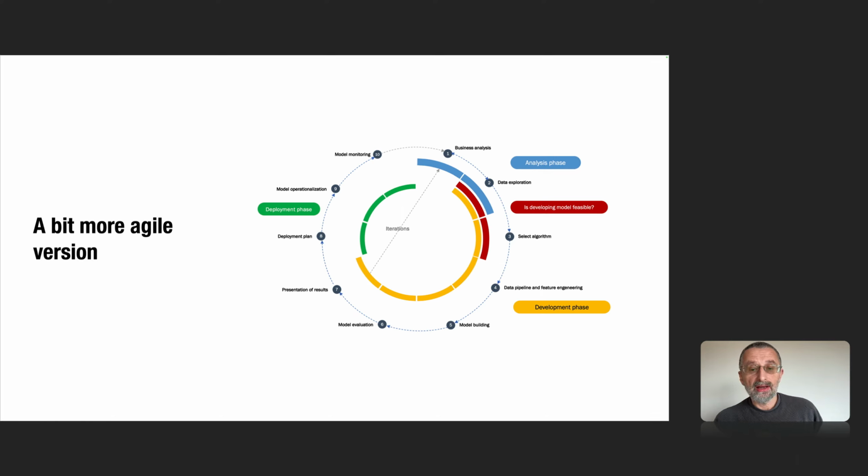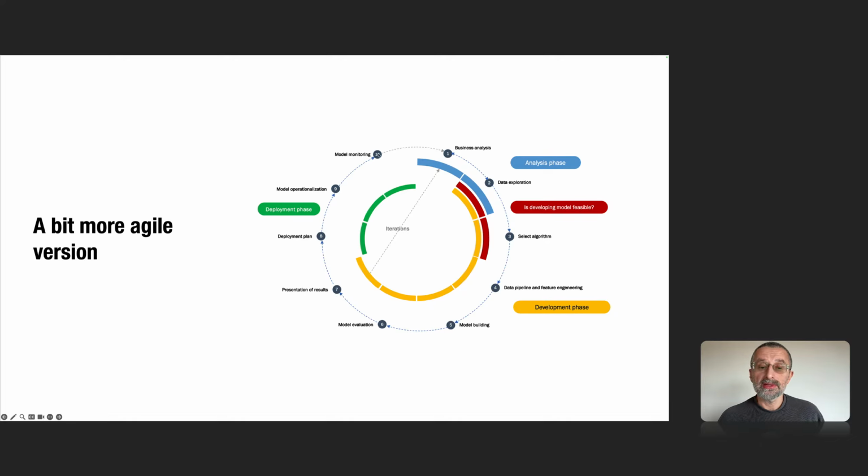There are some more agile and modern versions of that, like here. It's taken from Google. And what do we have here? We have business analysis, we have the analysis phase. So this is the phase where we work. Next, we need to answer, is developing a model feasible? So that's a kind of proof of concept. We select the algorithm, we check whether it works for us. And then, if you are lucky with that, we have the development stage, where we have data pipeline, feature engineering, model building, model evaluation, presentation of results.